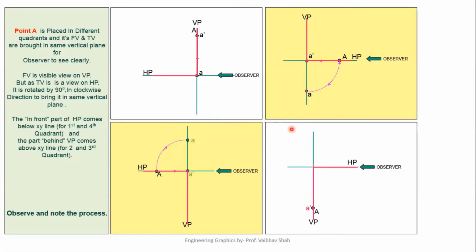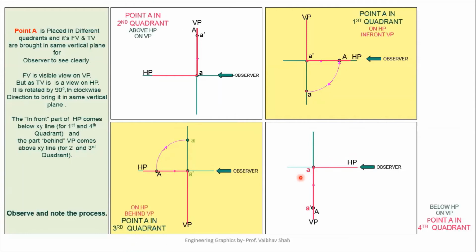So let us obtain its top view. If we try to obtain its top view, it will be a point which is the intersection of both the planes, because we know that top view always lies on the horizontal plane. So this will be your point on the horizontal plane. Now these are the four cases we have learned.